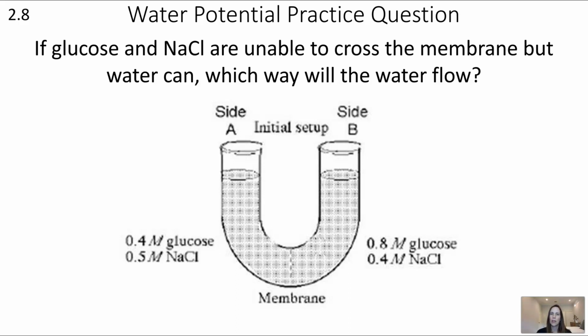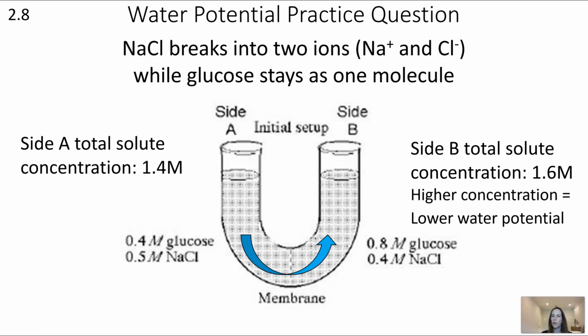So glucose, the i value is 1 because it doesn't break up. For NaCl, the i value is 2. Which means that our overall concentration on the left is going to be 0.4 plus 2 times 0.5. On the right, we have glucose, which has an ionization of 1, so that's 0.8. And we have a 0.4 molar NaCl. That has an ionization constant of 2. So that means it's going to be 0.8 plus 2 times 0.4. So because the only factors we need to pay attention to are i and C, the overall concentration on side A is 1.4 molar. And for side B, it's 1.6 molar.